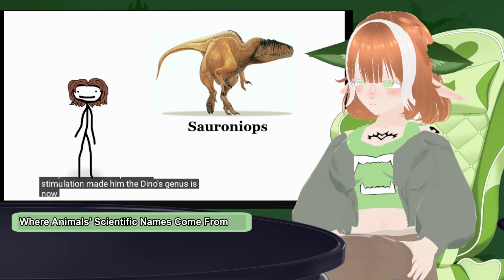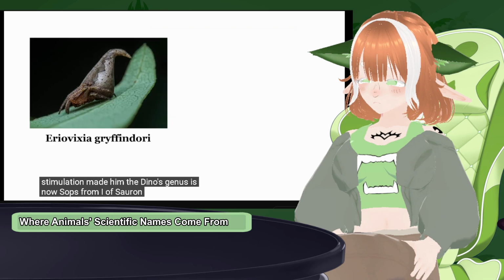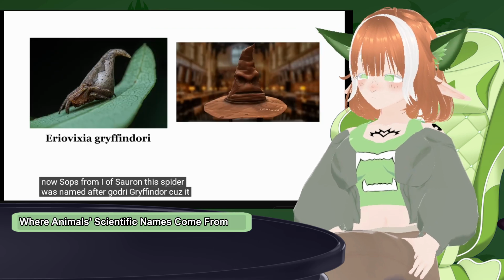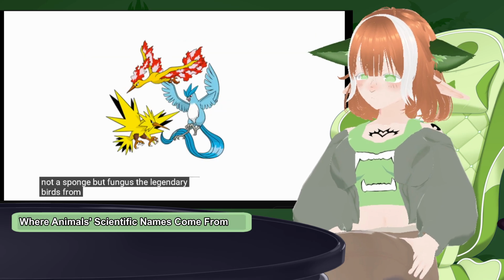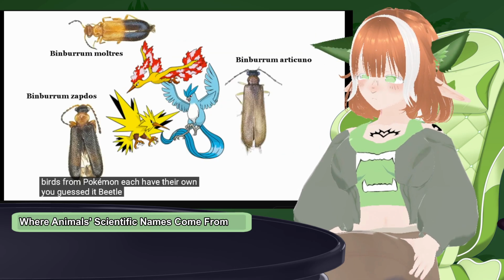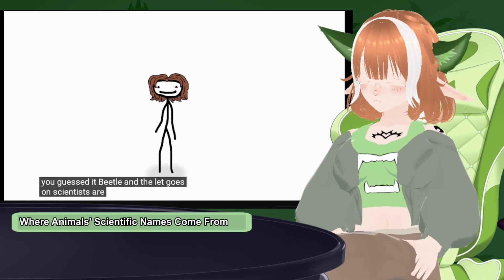The dino's genus is now Sauroniops, from Eye of Sauron. This spider was named after Godric Gryffindor because it looks like the Sorting Hat. SpongeBob has not a sponge, but a fungus. The legendary birds from Pokemon each have their own, you guessed it, beetle, and the list goes on. Scientists are nerds. Who knew?